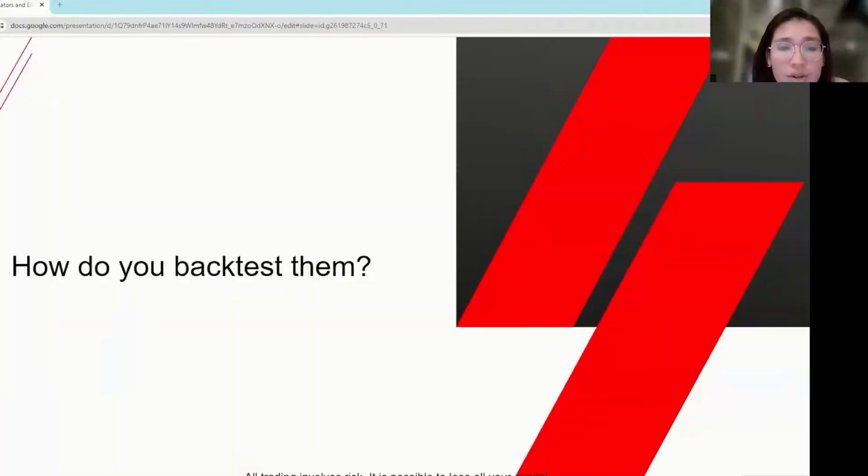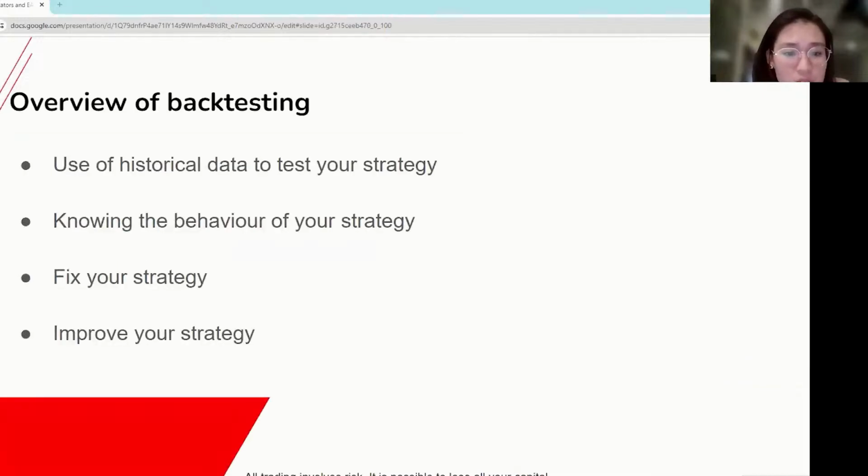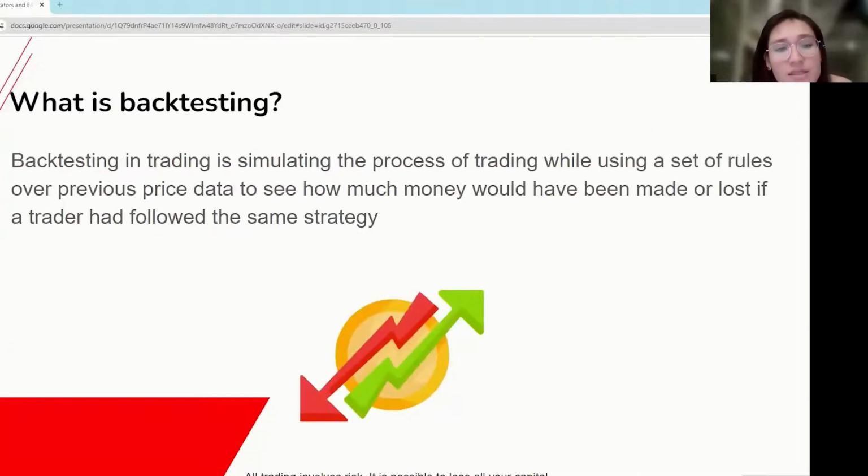So now let's look at how you can backtest these indicators. Just an overview of backtesting. It basically uses historical data to test your strategy and allows you to understand the behavior of your strategy so that you can fix it and improve it. So what exactly is it? Backtesting in trading is basically simulating the process of trading while using a set of rules over previous price data to see how much money would have been made or lost if a trader had followed the same strategy.